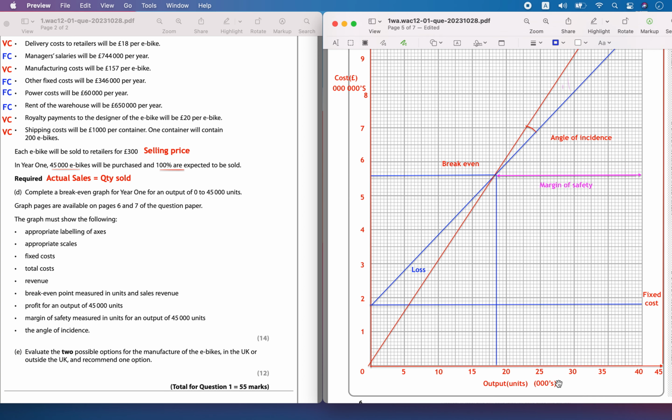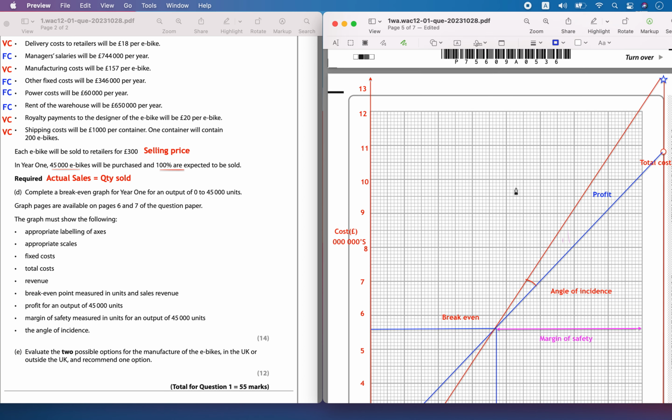So you have to indicate these in your graph, and you will name the graph as break even chart. You will name this graph as break even chart if e-bikes are manufactured abroad, for option 2. So break even graph for 1 year. Name this chart break even chart for 1 year for e-bikes produced by option 2. So that you will name.